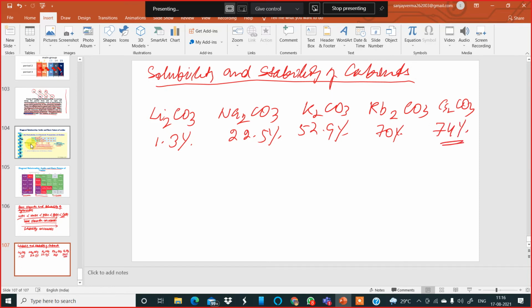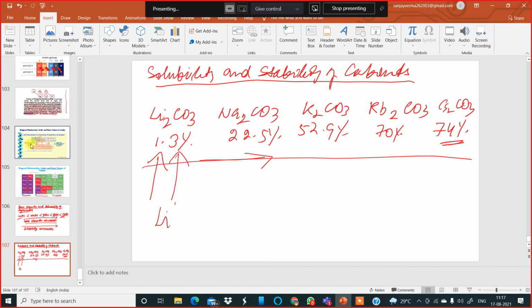So when you look at the carbonates of these elements of the first group, lithium, sodium, potassium, rubidium, cesium, the solubility in water is increasing. The carbonates of alkali metals are quite stable towards heat. For example, lithium carbonate is least stable and decomposes on slight heating. The carbonates of other alkali metals are quite stable and do not decompose on heating. The lesser stability of lithium carbonate is again because of its anomalous behavior. It has small size.